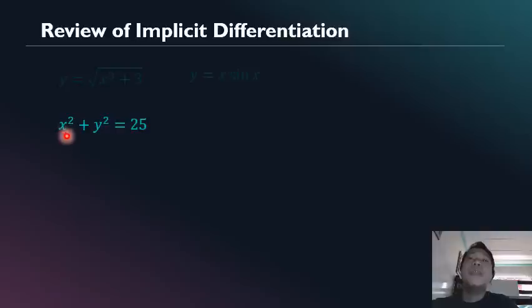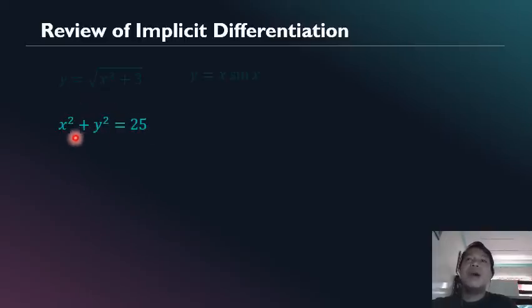Halimbawa ito: x squared plus y squared is equal to 25. So alam naman natin, this equation is an equation of what? Natatandaan natin, naka-square ang x, naka-square ang y, at naka-equate sa isang constant. This is the equation of a circle. Now, specifically, the center of the circle is at the origin, and its radius is 25.